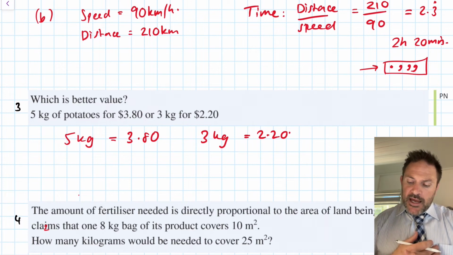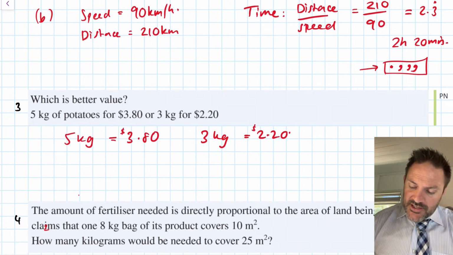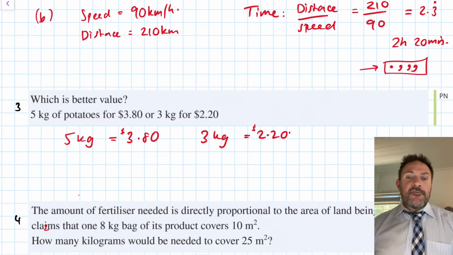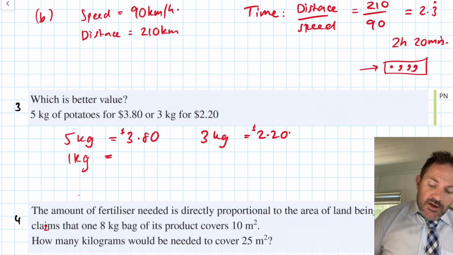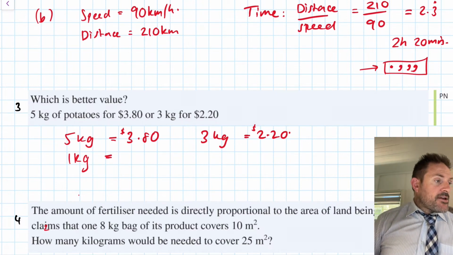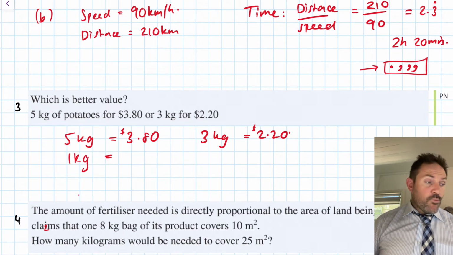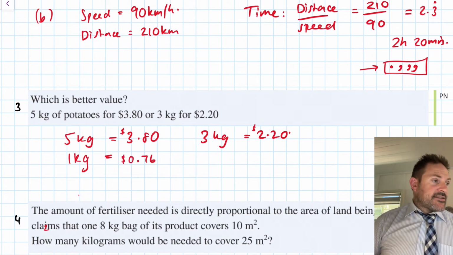Now, you could compare the dollars or you can compare the kilograms. I'm going to say, in this instance, let's find 1 kilogram of each. So 1 kilogram would equal, well, I'm going to divide both sides by 5. So I'm going to type in $3.80 or 3.8. I'm going to divide that by 5. That's going to give me 1 kilogram equals, I'm going to keep my dollars there, 76 cents.